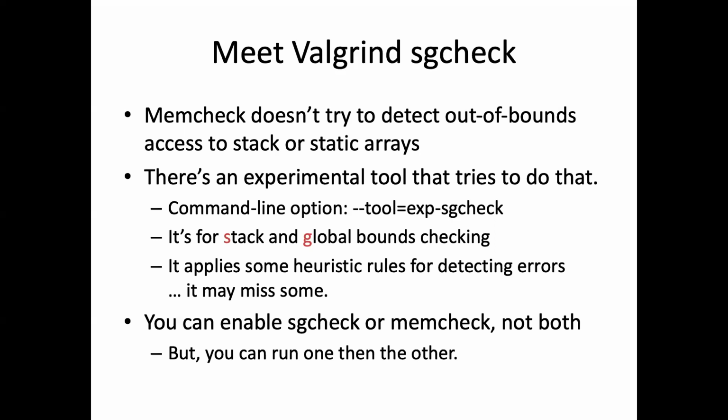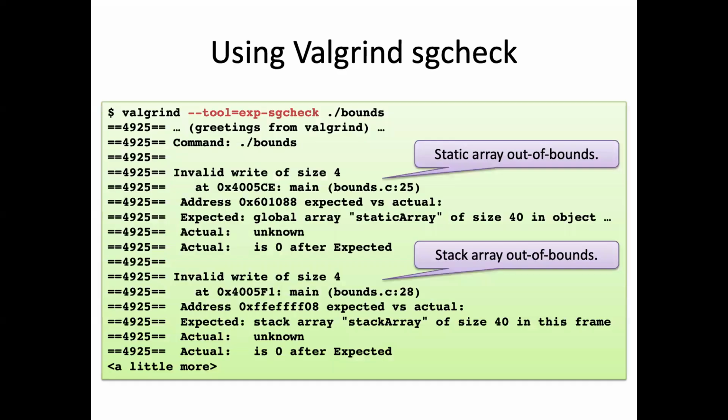But valgrind tries to use certain tricks to catch cases where you might be accessing an array out of bounds. And if you use this tool on the same program, so up here, let's say we had the same program, but instead of using memcheck, I say use this experimental stack and global check. Now it catches these other two errors. I left out some output from valgrind, but on this line, it's catching my access to my global array. Same as with the dynamically allocated array, it tells me where I accessed it out of bounds on line 25.